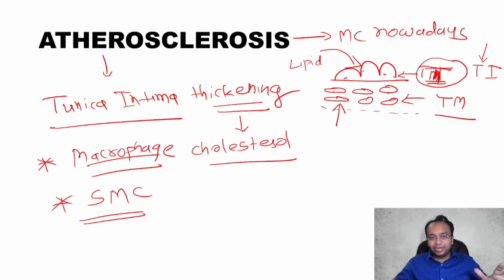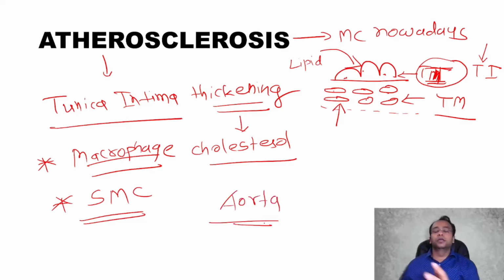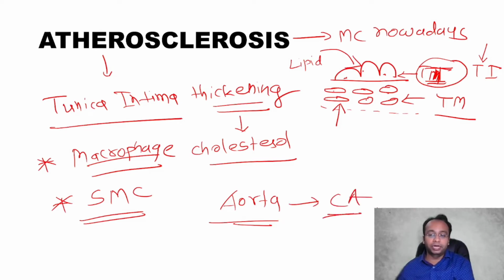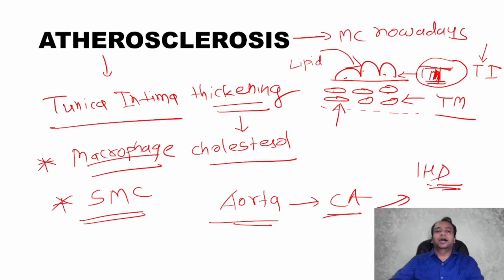atherosclerosis. And ultimately, atherosclerosis commonly involves the aorta and its branch, sorry, coronary artery. They will involve the aorta and its branch coronary artery. So finally, if the coronary artery is involved by atherosclerosis to a severe degree, then it can lead to ischemic heart disease, that is the heart attack.